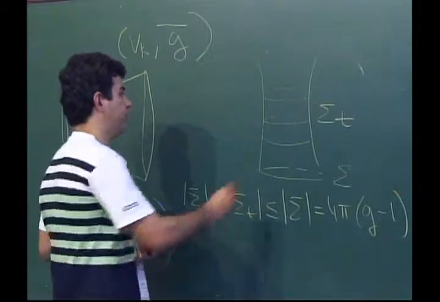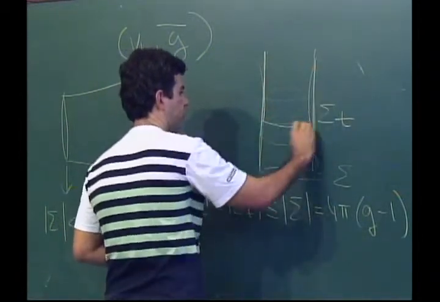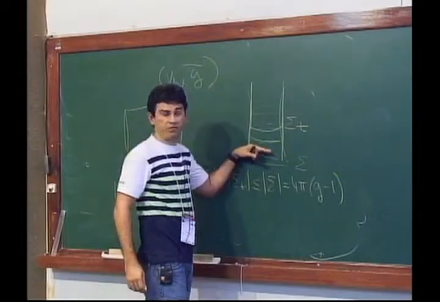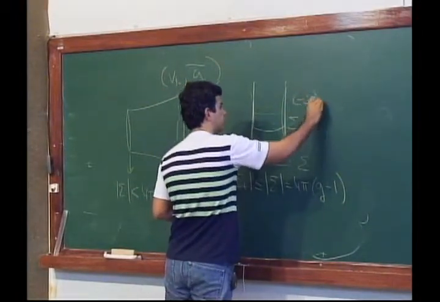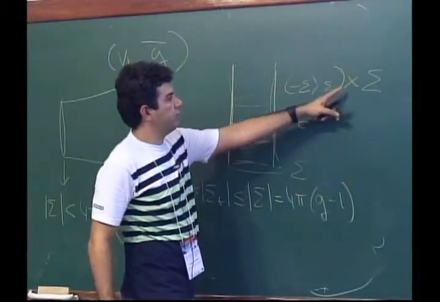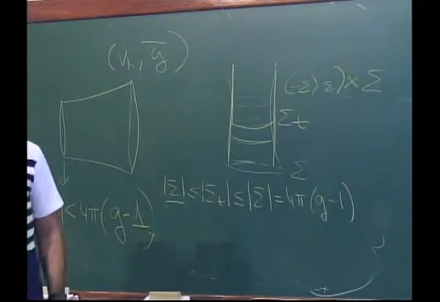And this implies that this CMC foliation is just an isometry between a neighborhood of the manifold and the cylinder, the interval times sigma. Okay, so that's the proof.